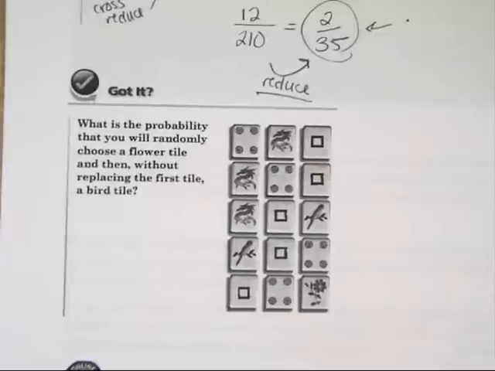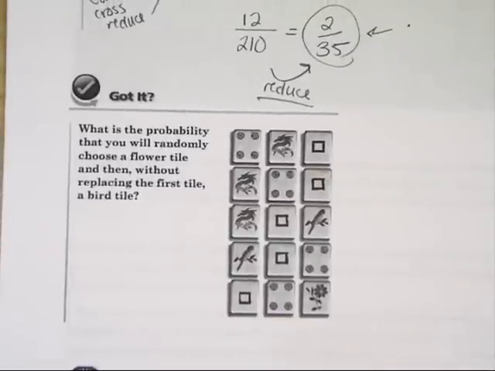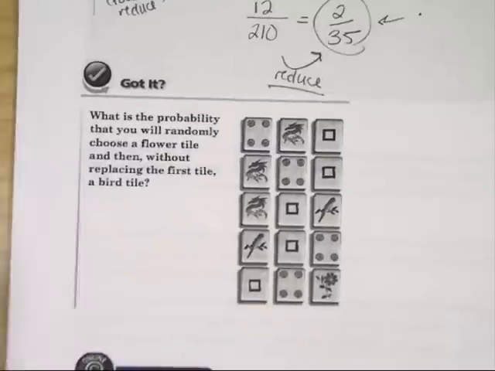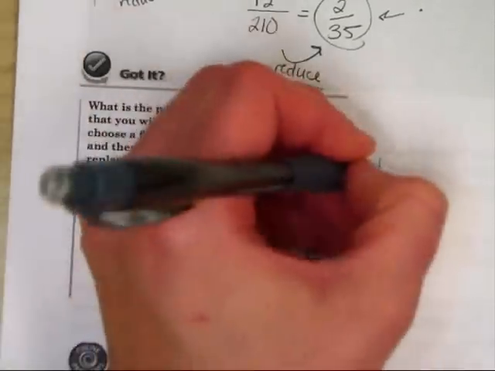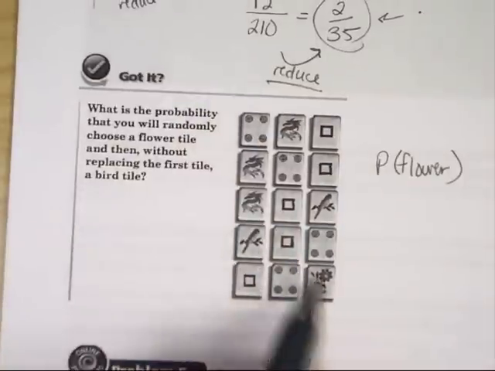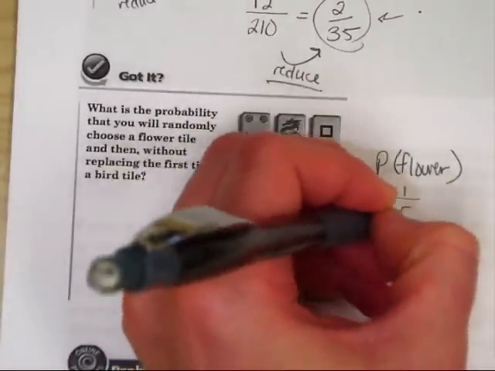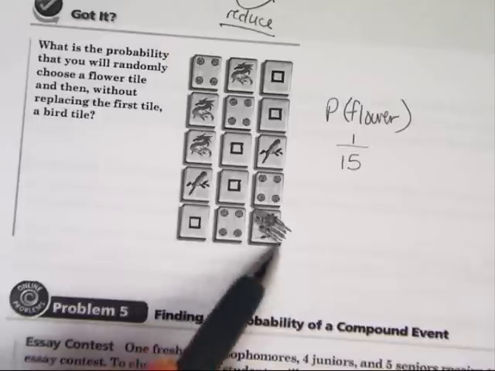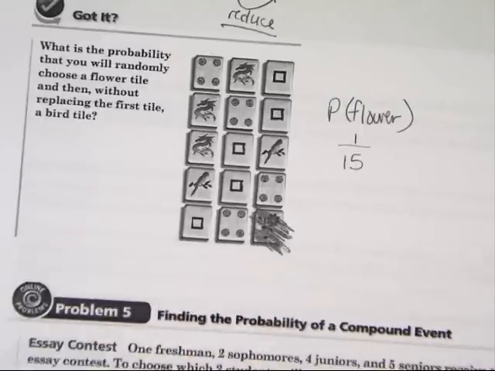What's the probability that you will get a flower, you don't replace it, and then you get a bird? Alright, well, let's talk about the probability of getting a flower first. That one's just kind of plain and simple. If you get the flower, you already made the 1 out of 15 choice. Let me cross it off. Okay, so there it is. You got it. Congratulations. It's like the Price is Right.